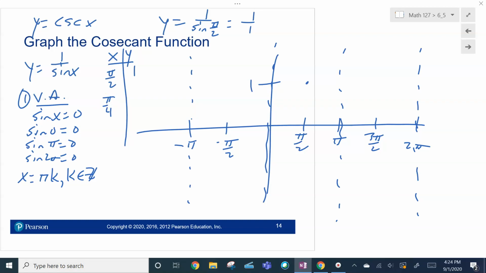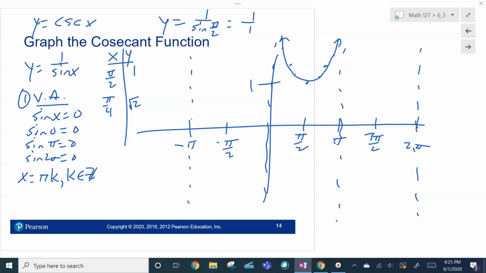We got 1 over sine of pi fourths. I get a few points there, that'd be, what would that be, root 2, or about 1.414, about right there. Punch in 3 pi fourths, root 2 as well. Anyways, I plot a few of these here, and you'd kind of get this curve looking like that, right?